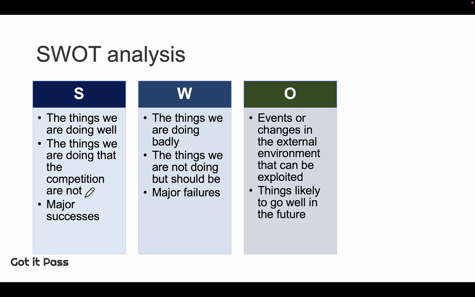And then move on to O, opportunities. These are events or changes in the external environment that can be exploited. That means something happened outside the organization, maybe in the market, and those events or changes may benefit our organization, so that we can exploit any opportunities outside. And opportunities also mean things likely to go well in the future.